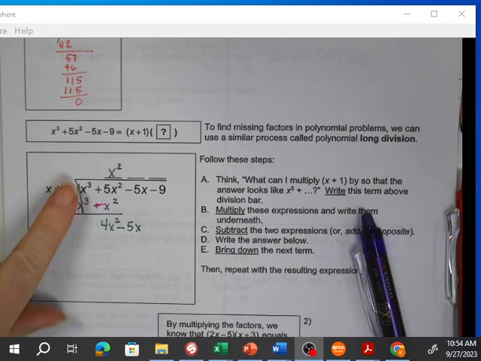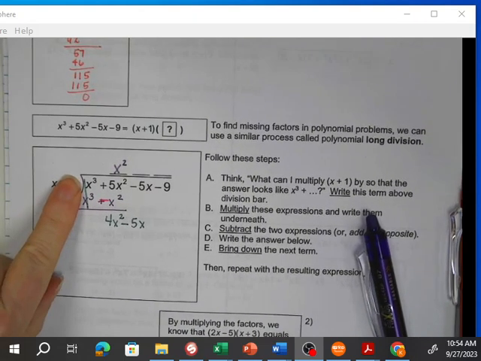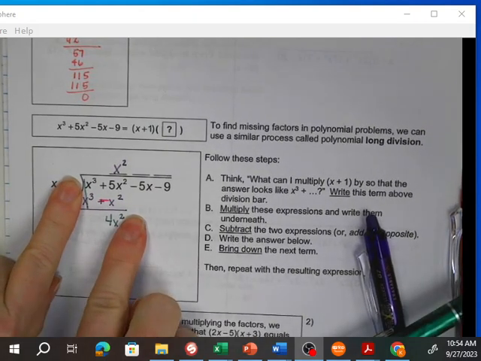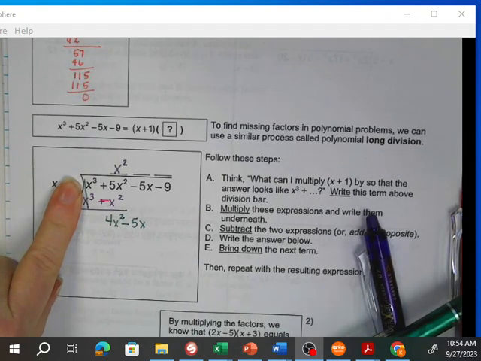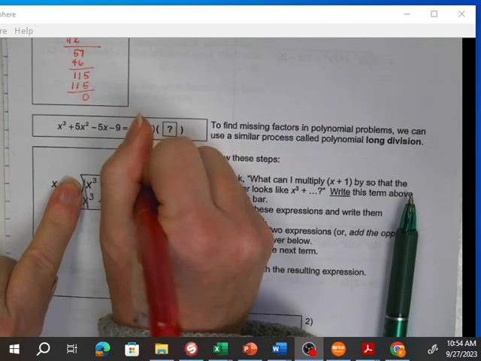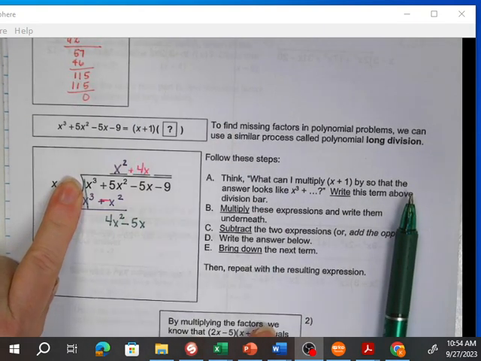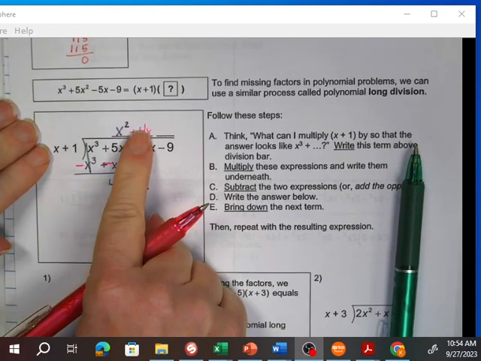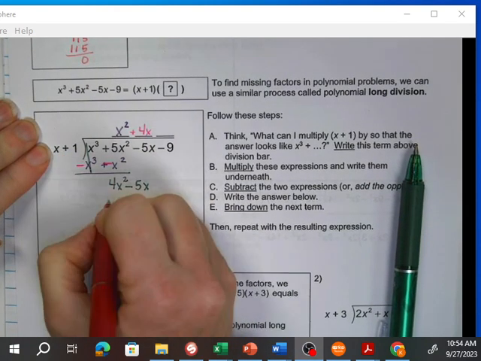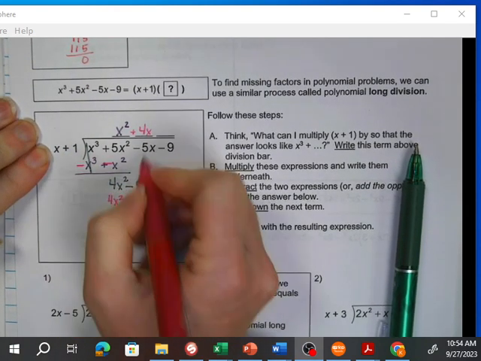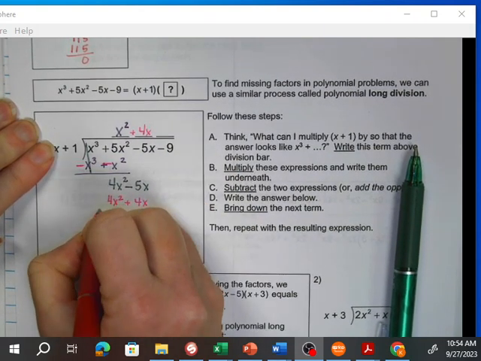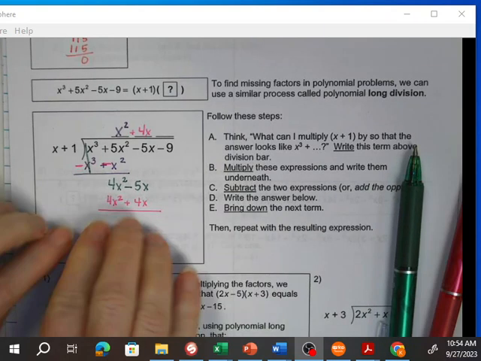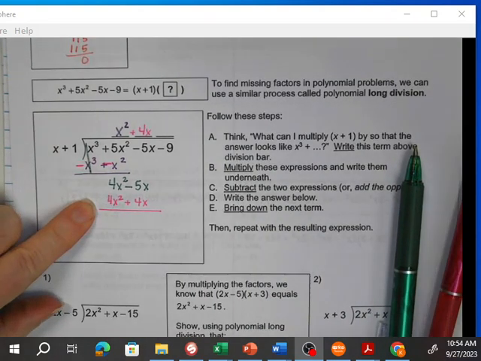So I ignore everything but the first term of each. So I figure out, what do I multiply x by in order to get 4x squared? Positive 4x. So I'm going to put positive 4x. Now I'm going to multiply. 4x times x would give me 4x squared. 4x times 1 is positive 4x. So now I'm going to change the signs on everything underneath because I'm going to make it into its opposite.